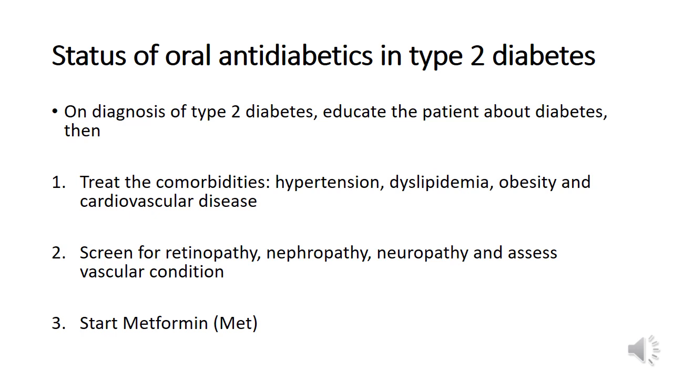Once we diagnose a person with type 2 diabetes, first and foremost educate the patient about this particular metabolic disorder. This will make the patient more responsible towards himself. He has to take the responsibility for his diet, for the physical activity, and for compliance with the treatment. Treat the comorbidities: hypertension, dyslipidemia, obesity, and cardiovascular disease.